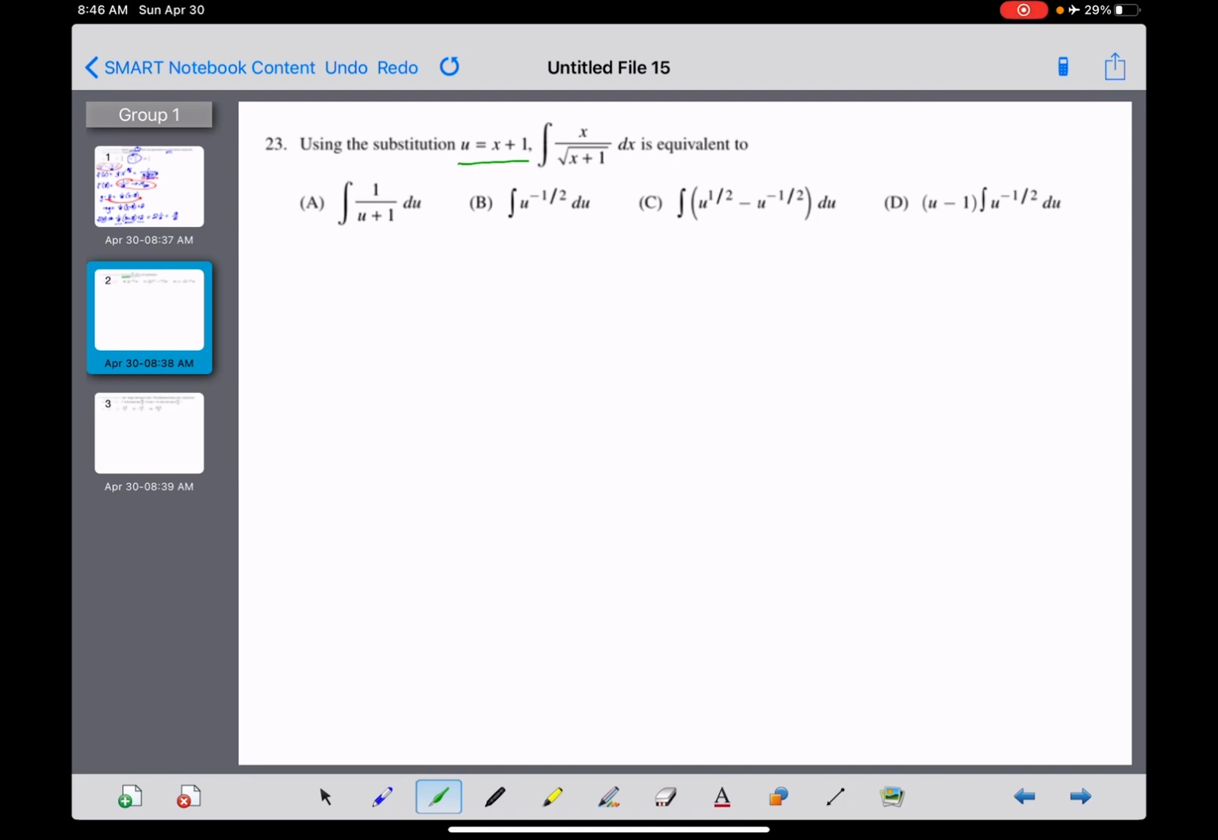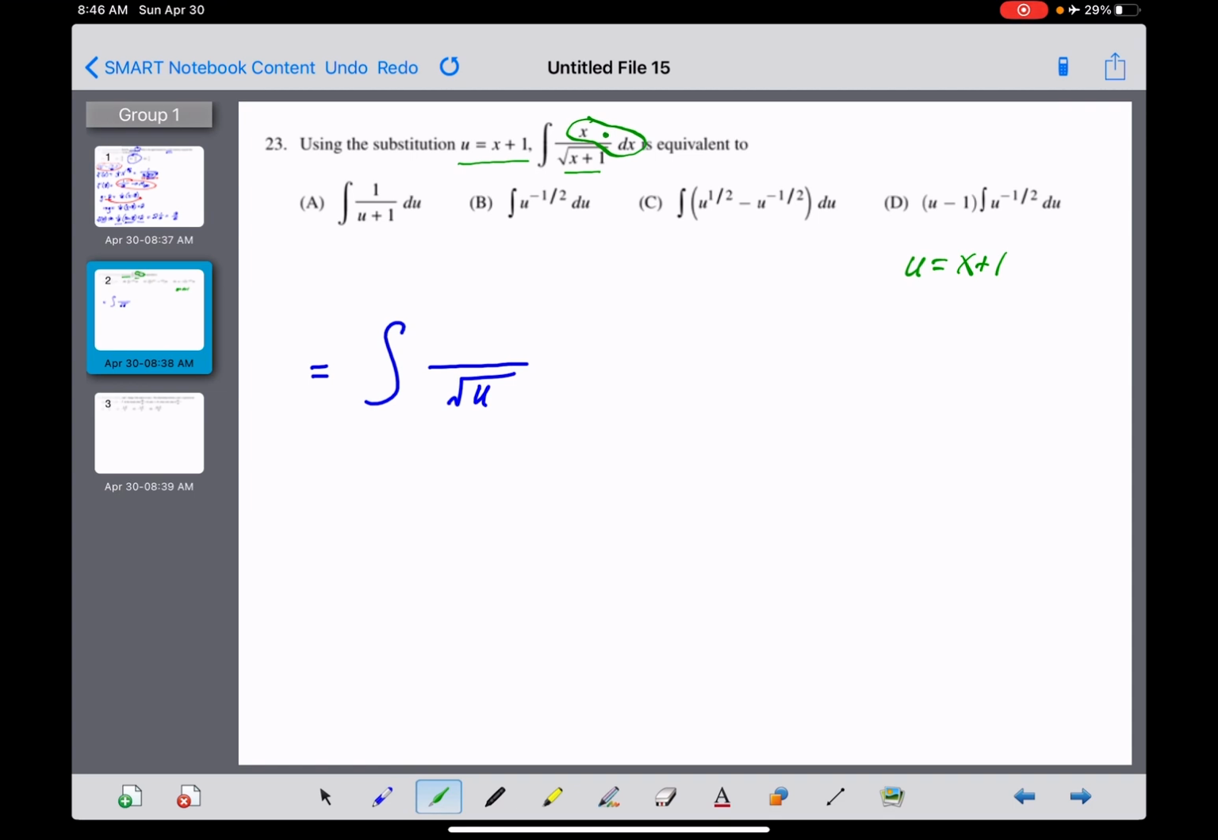So here's what I would do. Off to the side, I'd always write my original substitution. u is equal to x plus 1. And that means that our primary substitution is going to come from the denominator right here. So this integral is now going to be the integral of, and down in the bottom of this fraction, the square root of x plus 1 now just becomes the square root of u. That's our primary substitution. But our secondary substitution needs to encompass this product right here of x times dx.